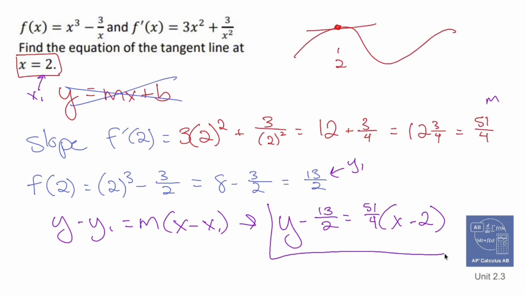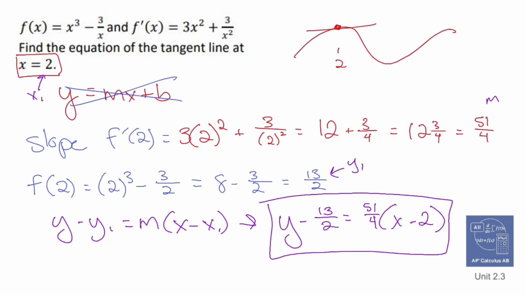Now I did point slope form because I'm lazy and it's easier and I'm out of space. If you needed to turn that into slope intercept form, then you would do some distribution, you would add 13 over 2 to both sides, and it would all work out in the end. But you know what? This is my problem and I'm doing point slope form and you can't tell me what to do.